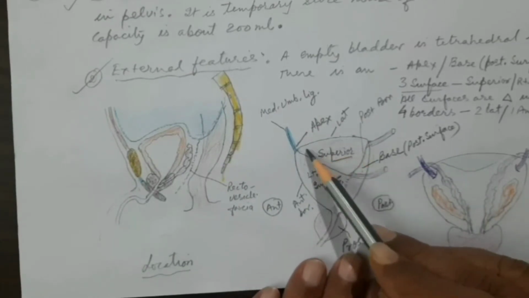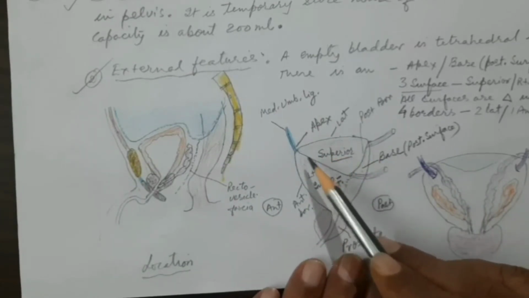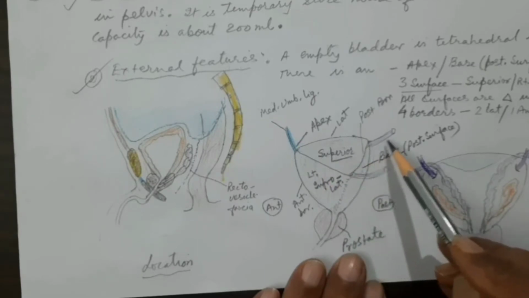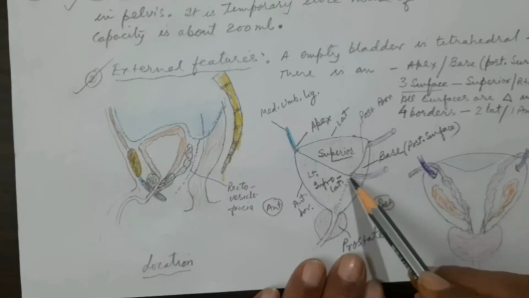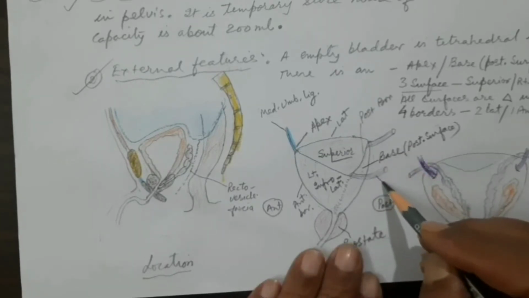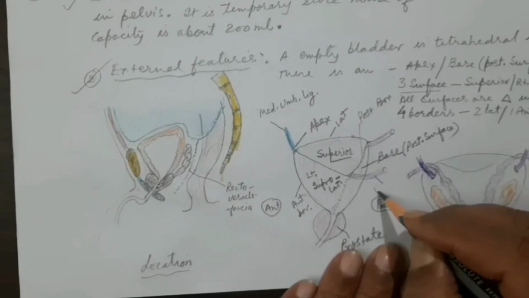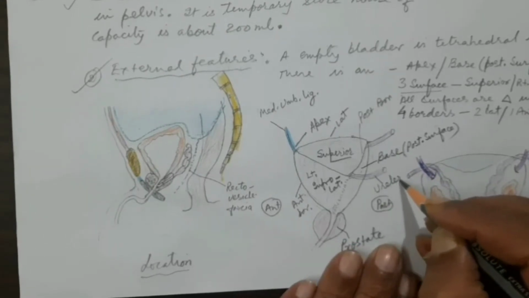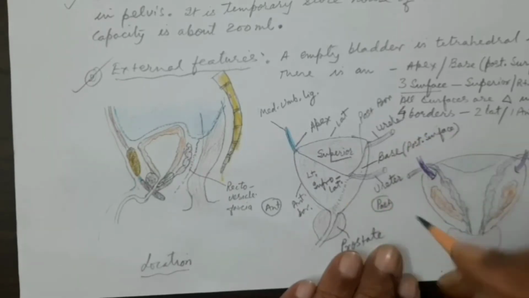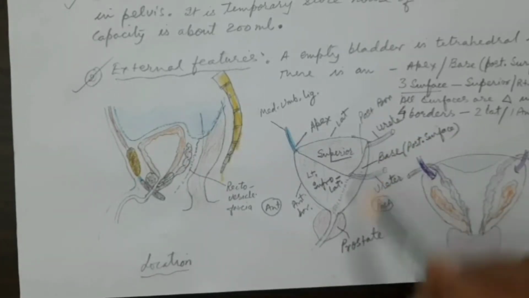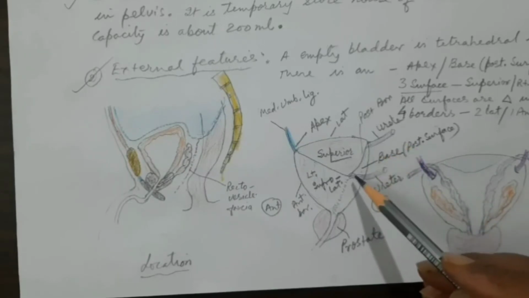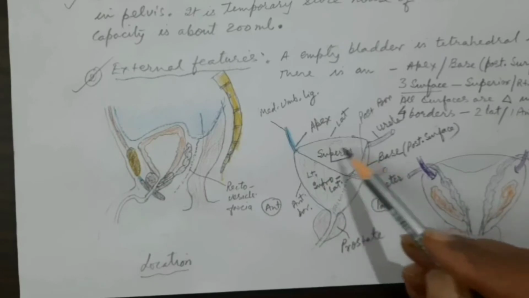Now at the junction of the right and left lateral borders along with the posterior border, here is the entrance of a tube called the ureter. So here are the right and left ureters. See, this is a ureter and this is also a ureter. They enter inside the urinary bladder. They bring the urine from the kidney and empty it into this muscular bag.